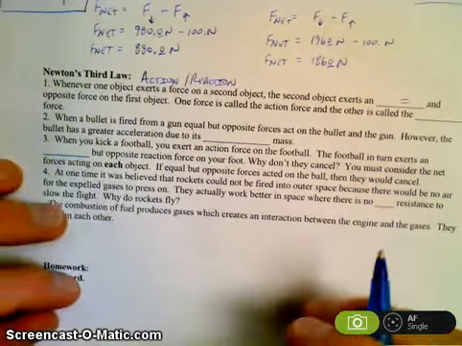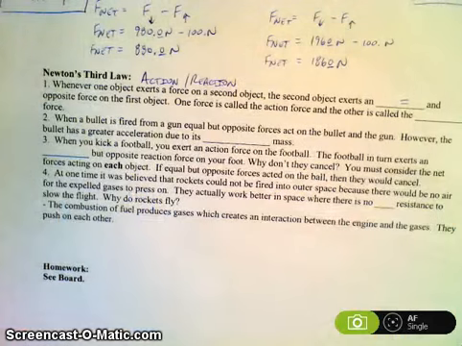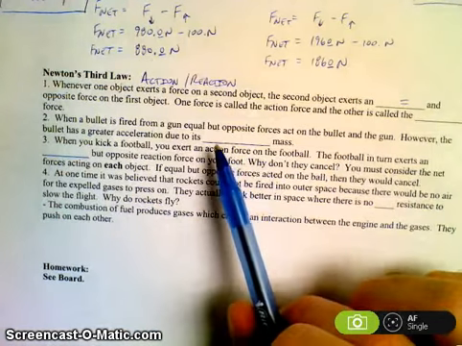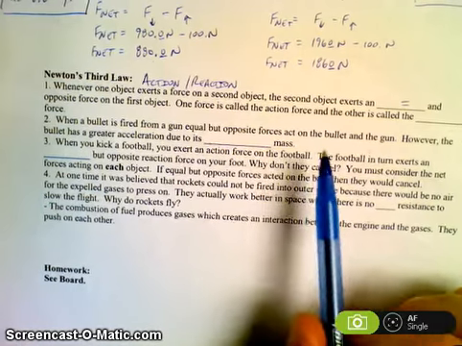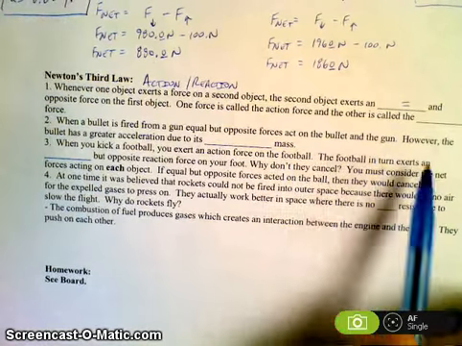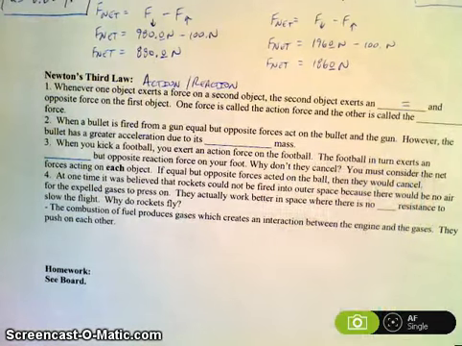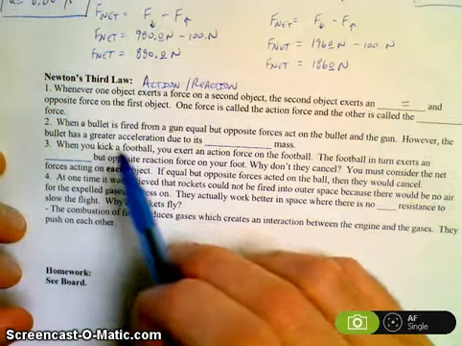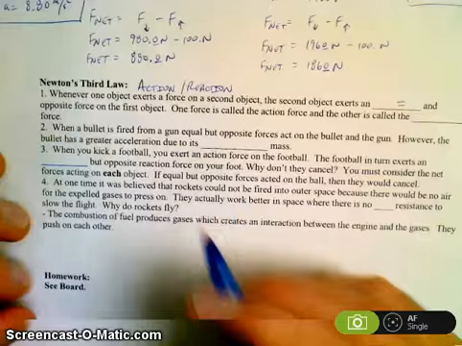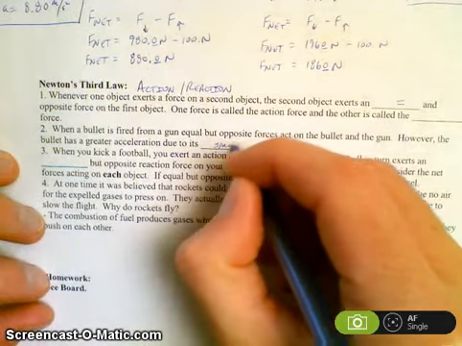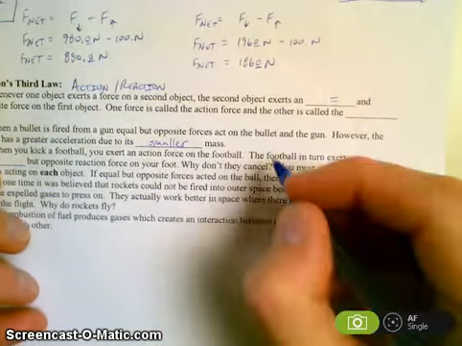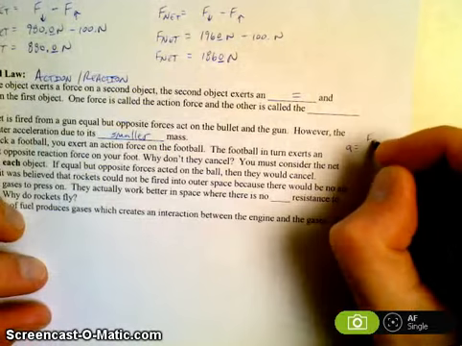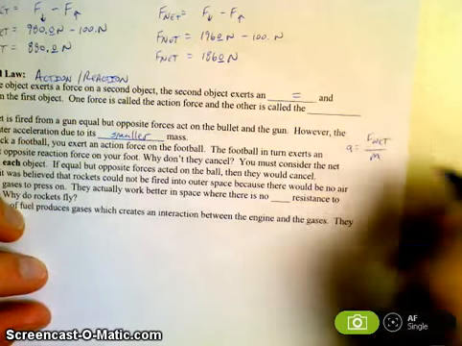So let's look at this one here. It says when a bullet is fired from a gun, you have equal and opposite forces acting on the bullet and gun. However, they have different motions as a result of that force. The bullet will have a greater acceleration because of its smaller mass. So this is where we have to take into account Newton's second law. So Newton's second law said the acceleration is equal to the net force over the mass.